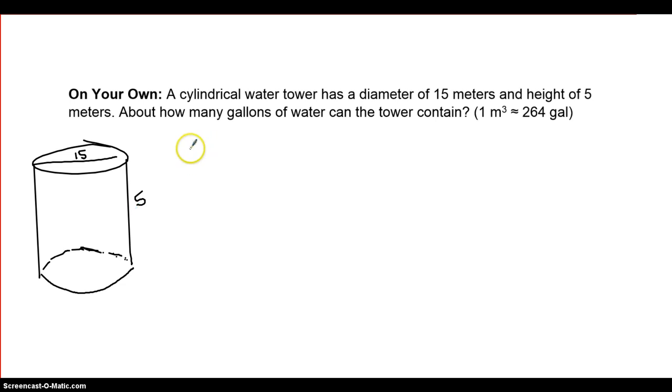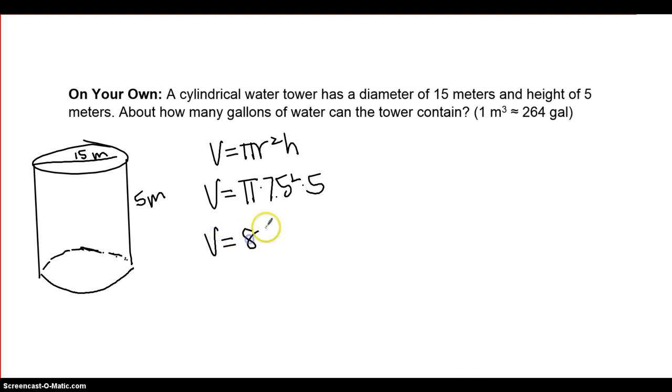So the first thing you need to do is find the volume. So this is meters in meters. So volume equals pi r squared h. Volume equals pi, the radius is 7.5 squared, the height is 5. So in my calculator, I get 883.125 as my volume. And this is meters cubed.